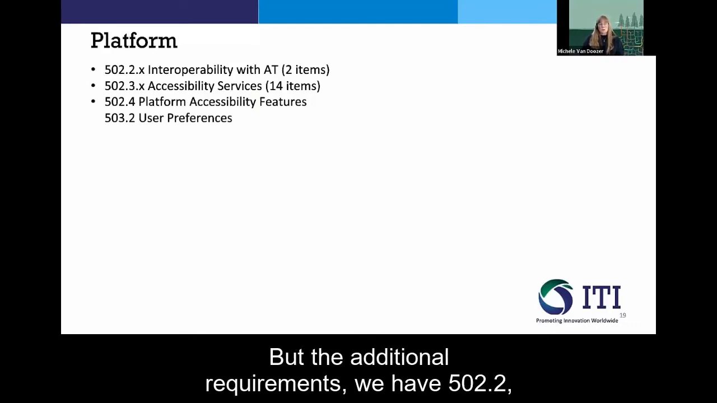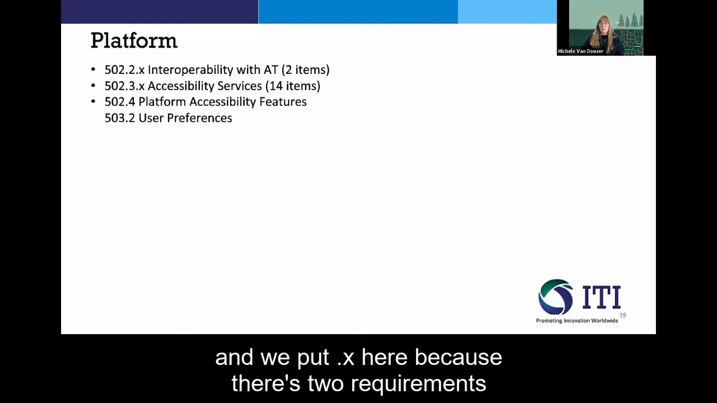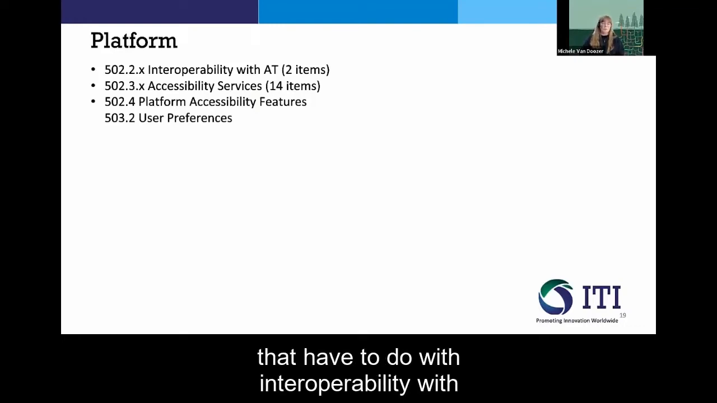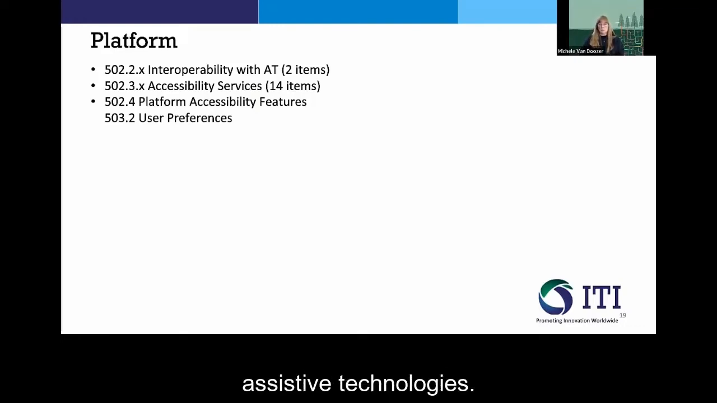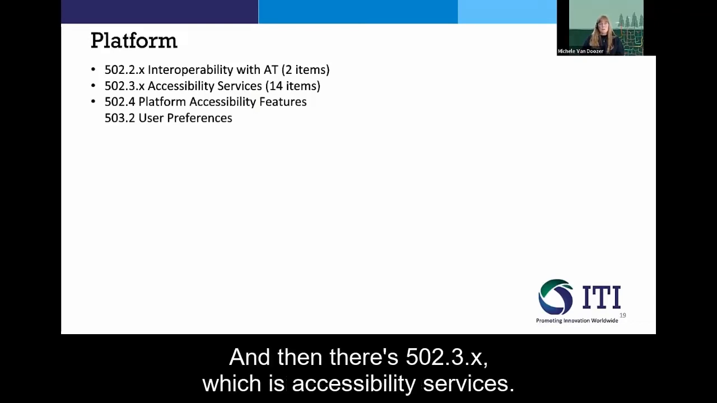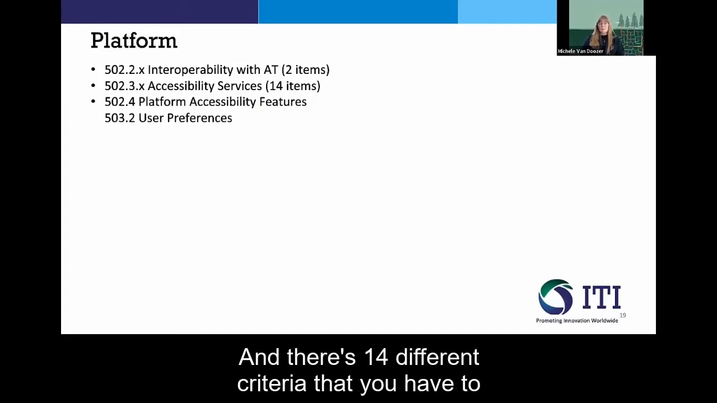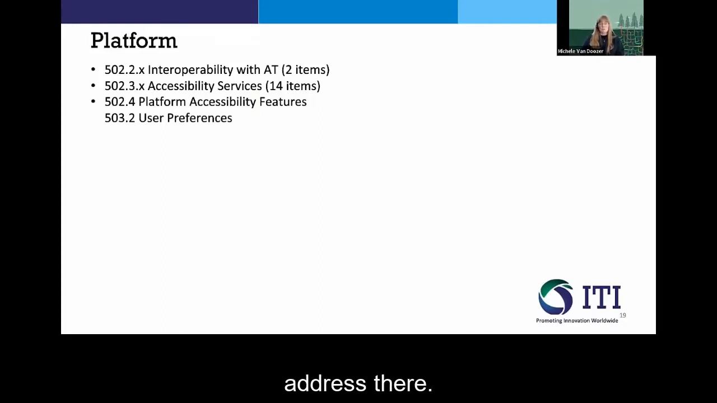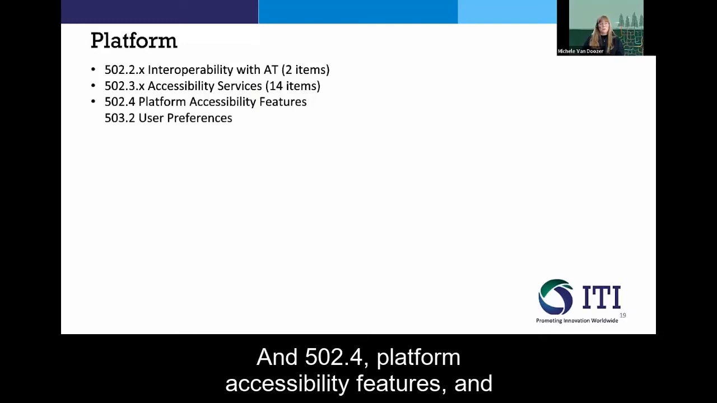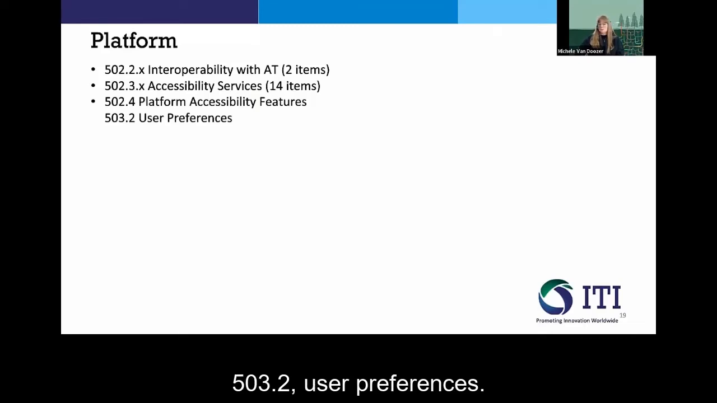The additional requirements: we have 502.2.x, and we put .x here because there are 2 requirements that have to do with interoperability with assistive technologies. And then there's 502.3.x, which is accessibility services, and there are 14 different criteria that you have to address there. And 502.4, platform accessibility features, and 503.2, user preferences.